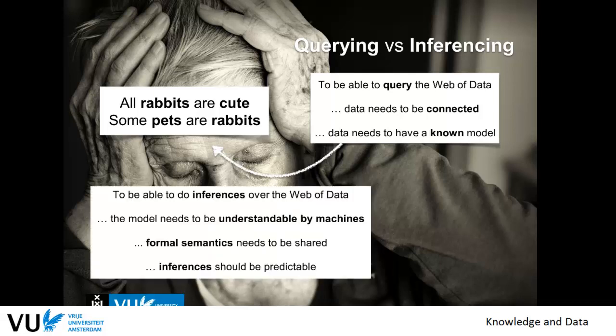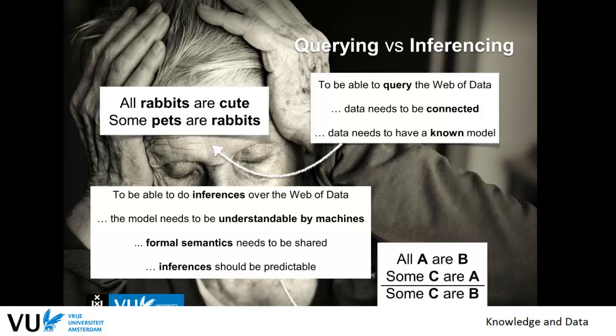If we also want to get implicit statements out of our knowledge base, we need to have the formal semantics so that we also get the implicit information that is entailed by the knowledge and not necessarily explicitly in the knowledge base. And obviously the inference should be predictable.